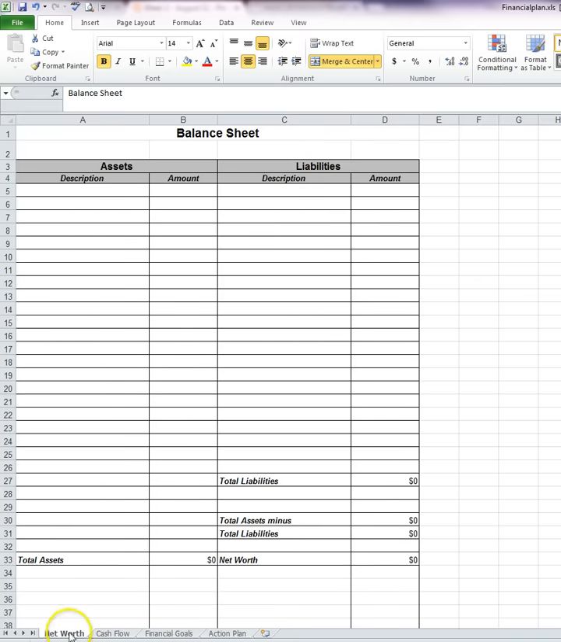So let me start by clicking on the first tab, Net Worth, which pops up this accounting statement called a balance sheet. And you'll note on the balance sheet, over here we have assets, on this side we have liabilities. And within the asset side we have a description and an amount in dollars, and over here we have something similar, description and amount. So here's how I would advise you to complete a balance sheet. Over here, let's start on this side.